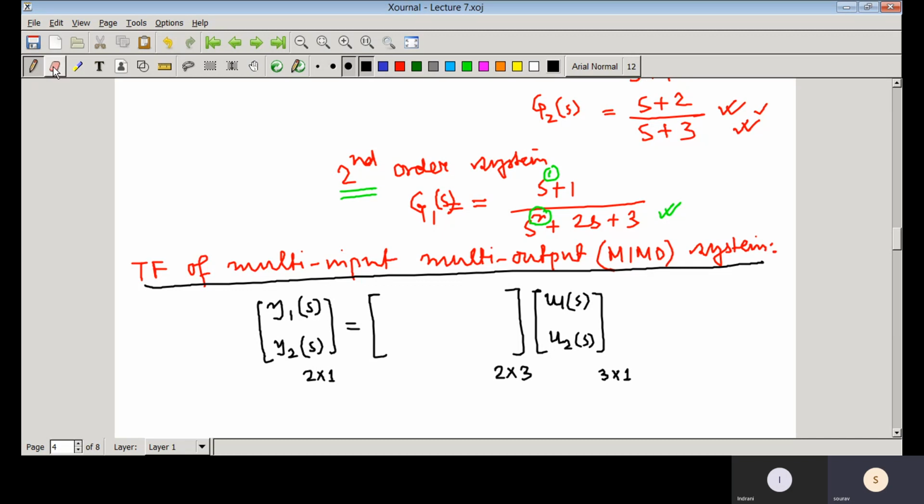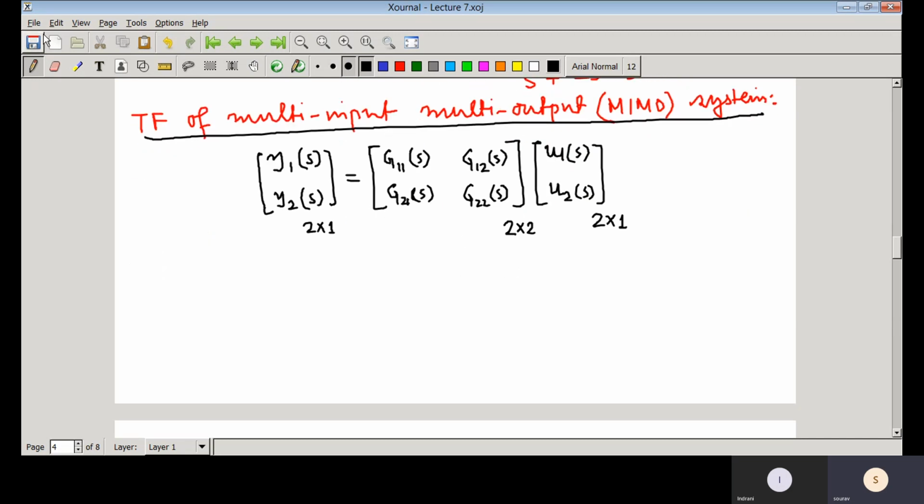But in this particular example, just for better understanding, I am taking the simple case that you have two inputs and 2 outputs. If you have 2 inputs and 2 outputs, the transfer function matrix dimension is 2 cross 2. And here you can see that this is a 2 cross 2 transfer function matrix, and all the elements, G11(s), G21(s), G22(s), are transfer functions.